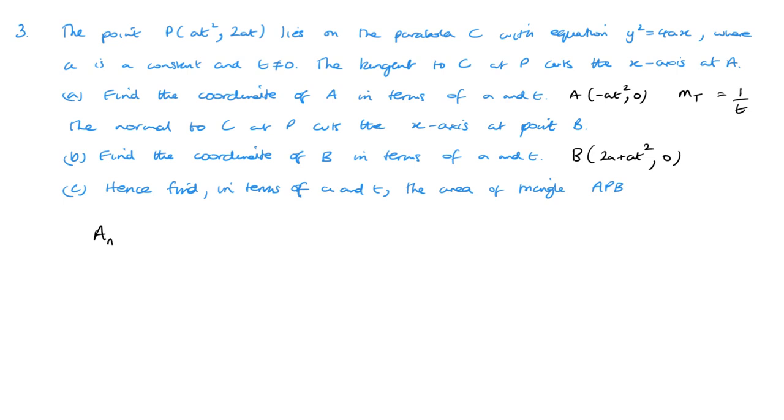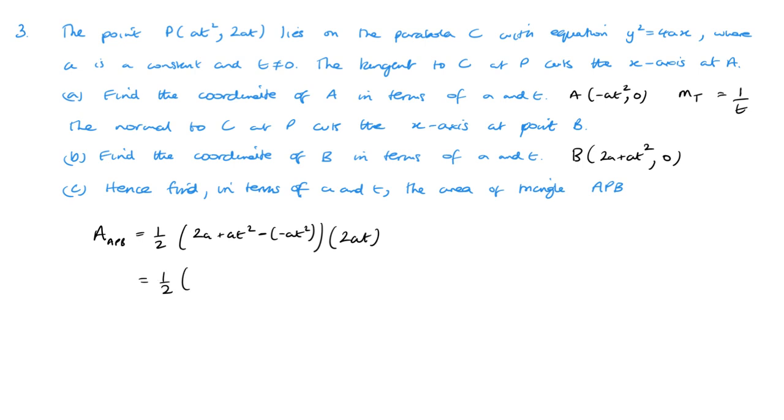APB. So area of APB is a half. Now the base of the triangle is along that x-axis, so it's A and B. So we want to do one take away the other one to find that distance. So let's go with 2a plus at squared minus at squared. That'll be the base, and then the height will be this one, because these two are both at 0, so the height will be 2at times 2at.